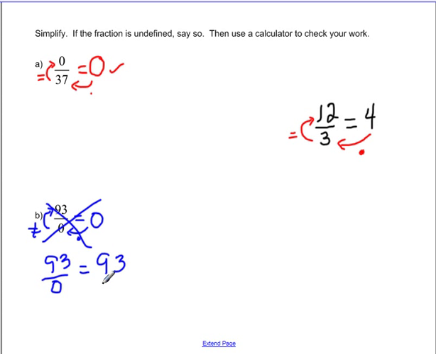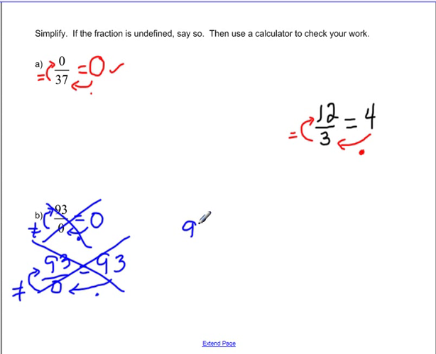Well, let's see if that's going to check. If we try to do our check on this one, we can take 93 times 0, but when I take 93 times 0, that would give me 0, right? That's not going to give me 93. So that can't be the right answer either. So we're still a bit stuck with this one.